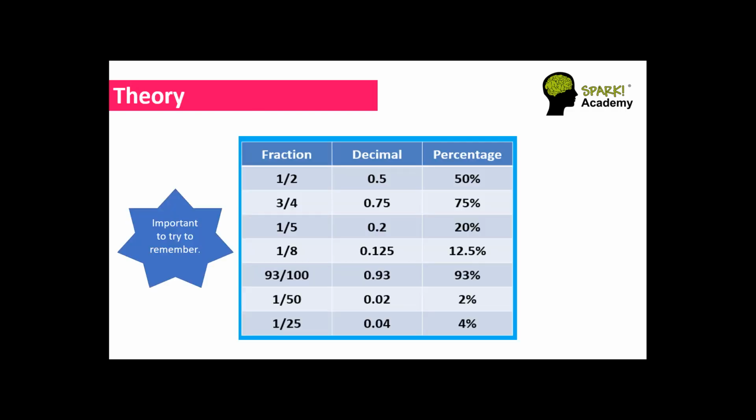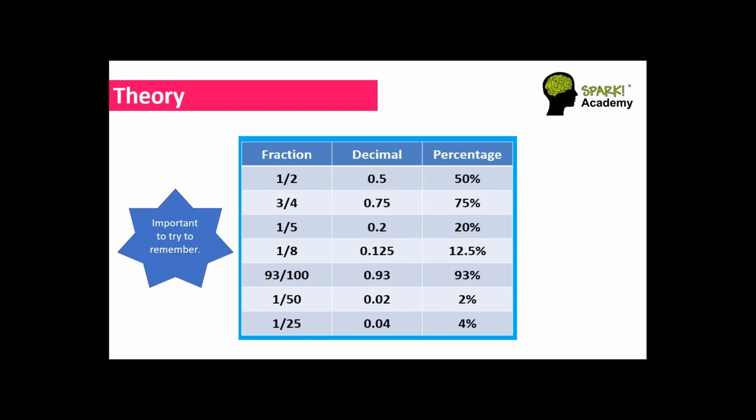And then this is really important for you to jot down and remember these key facts. So 1/2 is the same as 0.5 or 0.50 and that's 50%. 3/4 is the same as 0.75 or 75%. 1/5 is the same as 0.2 or 0.20, 20%. 1/8 is the same as 0.125, which is the same as 12.5%.